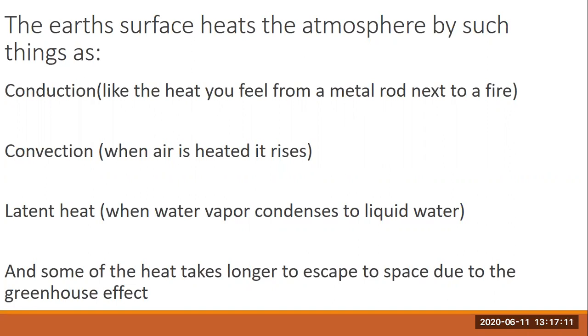Another heat transfer process that you may not have heard before is something called latent heat. We have lots of water vapor in the atmosphere. When that water vapor, which is the gaseous form of water, condenses back into liquid water, it releases heat into the atmosphere. That's actually a very important way that heat gets transferred from one place to another in the atmosphere, through that latent heat process. And with all of these things, one of the things that also happens is that heat, as it's trying to escape back out into space, gets slowed down in its escape by what we call the greenhouse effect.